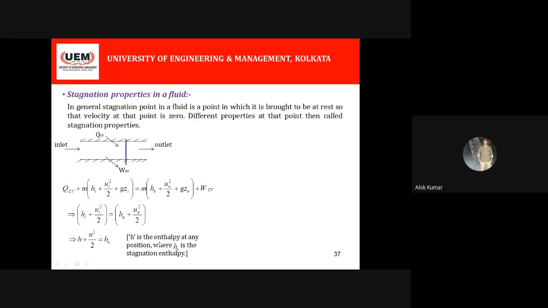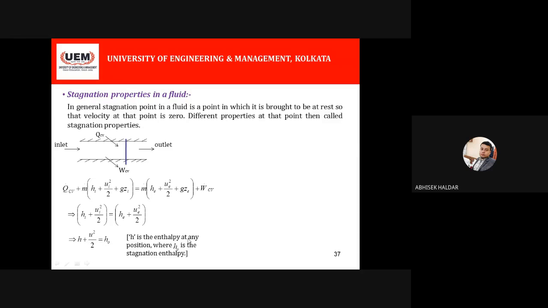Sir, what does H naught stand for? H naught means my stagnation enthalpy. This H suffix 0 is basically called H naught. Some people say it as H suffix 0, but that is not the technical call. Basically, I should say it is called H naught, or H0 if you like. So this H naught is basically the stagnation enthalpy.